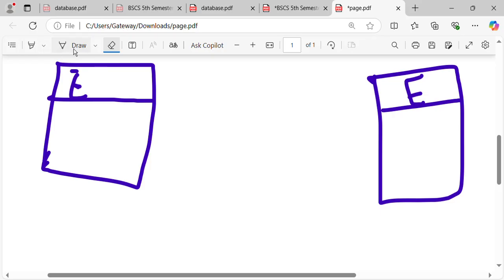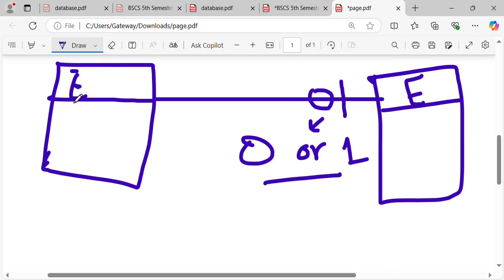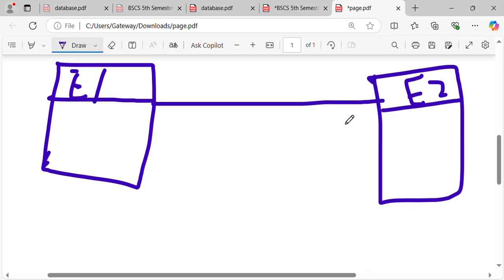Okay, then we have 0 or 1. So it could be a 0 relationship, that's why we use 0 here, and we use 1 here. Okay, so it means it could have a 0 relationship or it could have a 1 relationship with the E1 entity with the other E2 entity, for example, right?